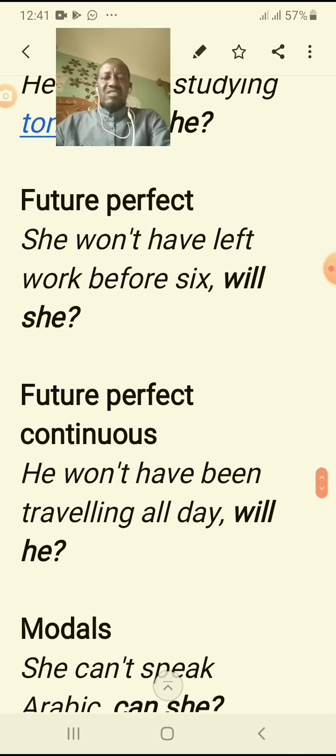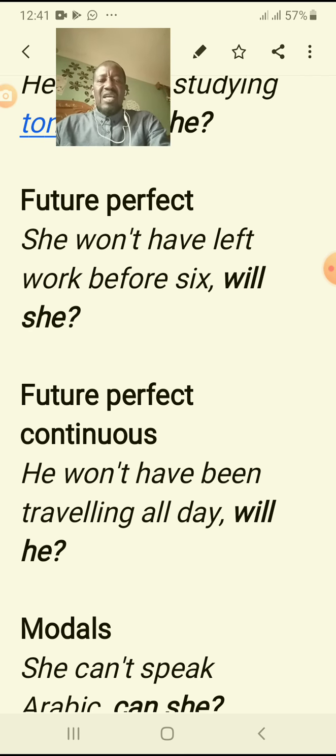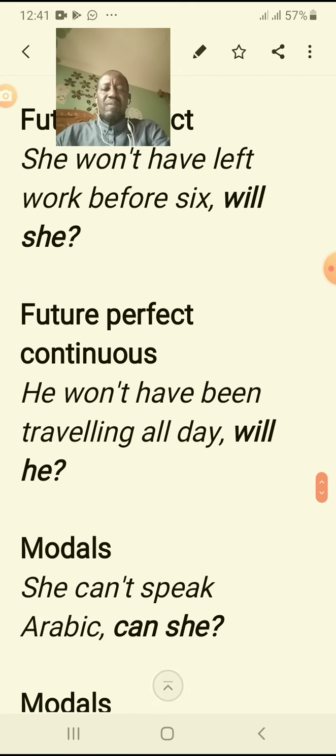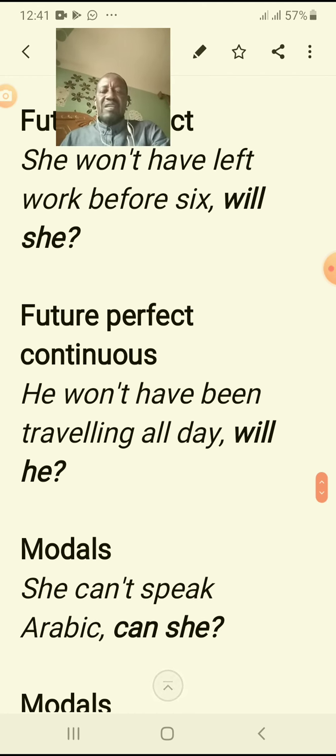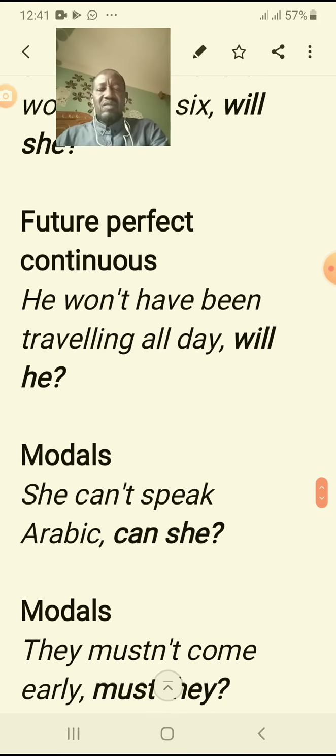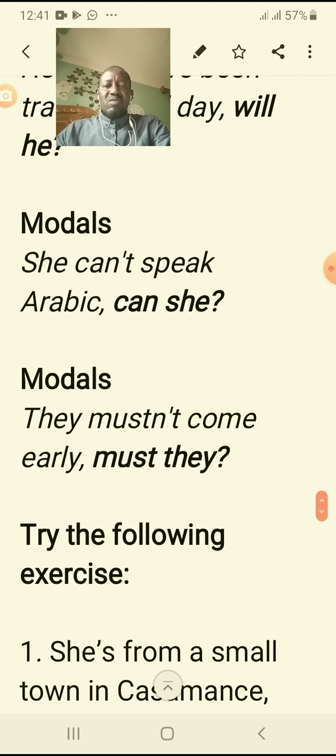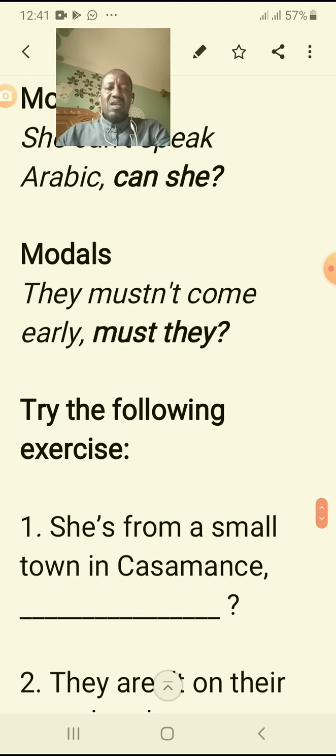Future perfect. She won't have left work before 6, will she? Future perfect continuous. He won't have been traveling all day, will he? Now with modals. She can't speak Arabic, can she? Another example with modals. They mustn't come early, must they?